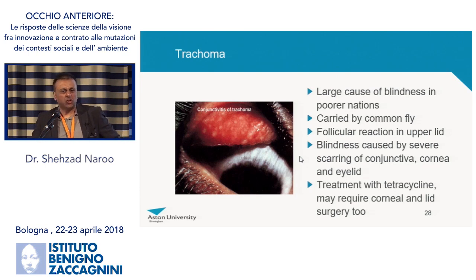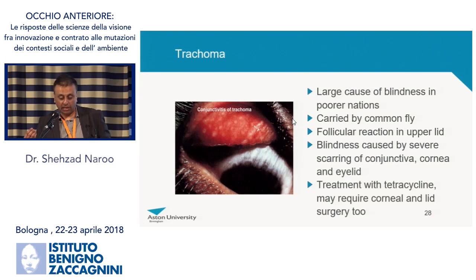Now, we don't really see trachoma in Europe. With migration from Africa, you might see some African migrants with this type of problem. It used to be the case in the 1970s, if you wanted to move to Australia, one of the checks for your eye disease was trachoma. They used to check that you didn't have trachoma. And it's a large cause of blindness in poor countries.